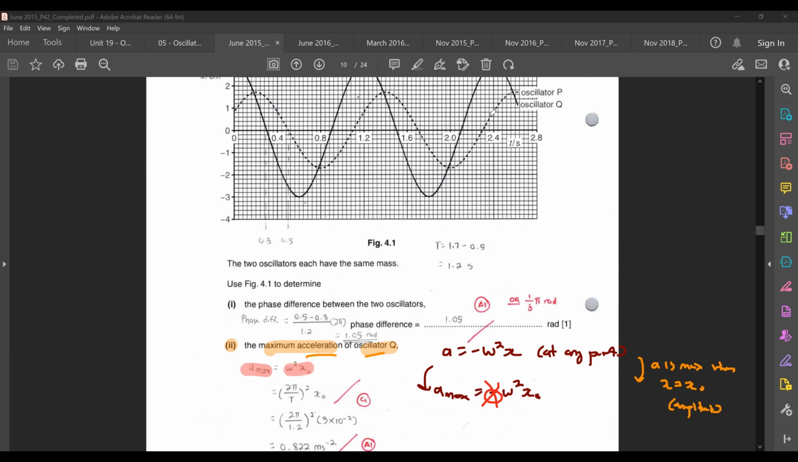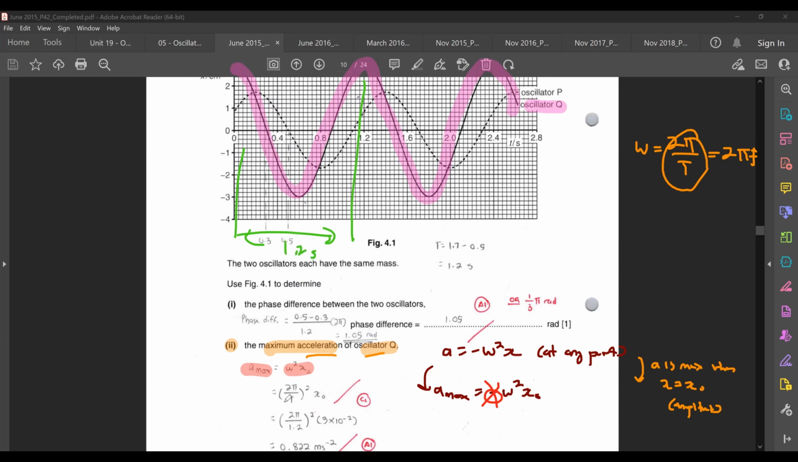Now, you do not know omega, but you know there are different expressions for omega, for angular frequency. Omega can either be 2 pi over T, or it can be 2 pi f. For your case, it will be easier to use 2 pi over T because your graph allows you to find period. So oscillator Q is actually the pink colored line just now that I highlighted to you. So one period is actually 1.2 seconds.